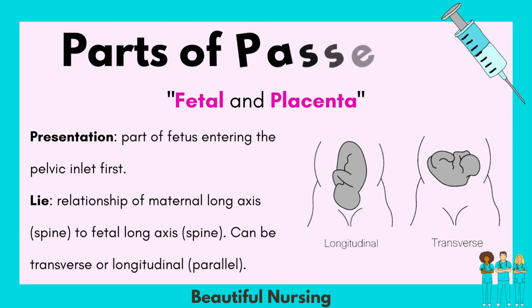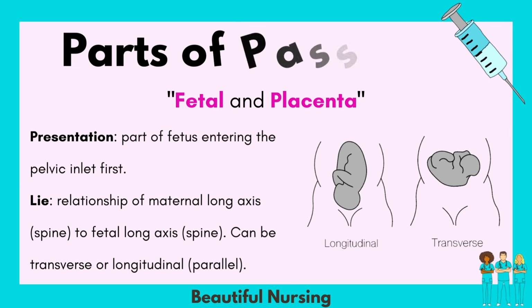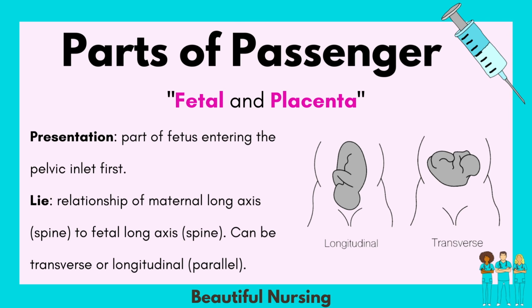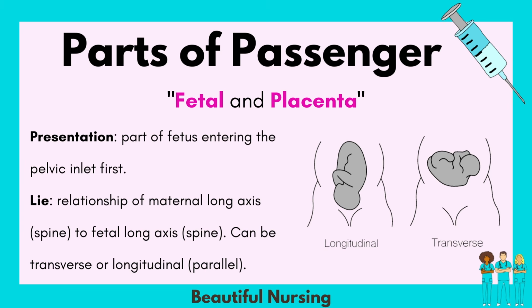When we look at the passenger, we have to look at the presentation, so the part of the fetus that is entering the pelvic inlet first. Then the fetal lie, which is the relationship of the mother's long axis, so her spine, to the fetus's long axis, which is the fetal spine. The fetus can be transverse, where it's at a horizontal sideways angle, or it can be parallel or straight.